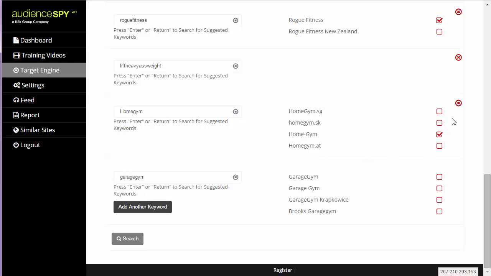These are some equipment, I guess, but they're in different countries, so I won't add those. Garage gym, maybe that one, maybe that one. So we'll do that. We'll just search on those terms now.